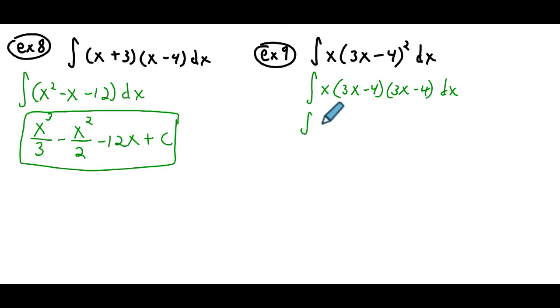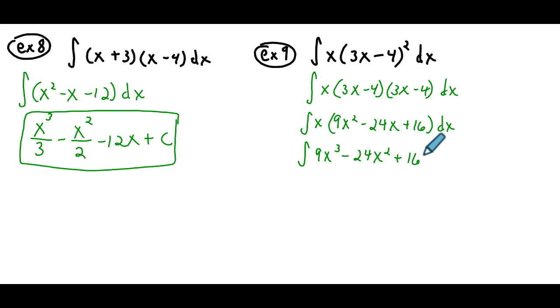And so I need to figure out what 3x minus 4 times 3x minus 4 is. And so that's going to give me 9x squared minus 12x minus 12x, so that's a minus 24x plus 16. And now I have to distribute the x to everything because again we don't have a product rule. So that's 9x cubed minus 24x squared plus 16x with respect to x, dx.